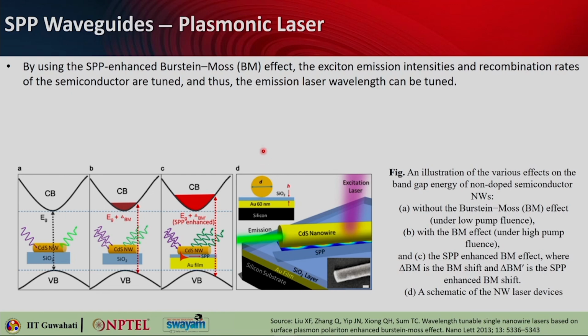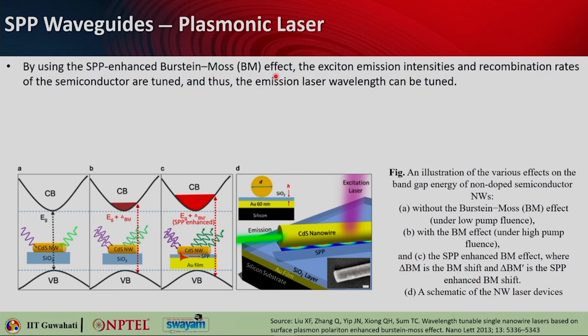When you look at the plasmonic laser, there is another effect that helps you to tune the laser wavelength, that is called the surface plasmon polariton SPP enhanced Burstein-Moss effect, the BM effect. Now, what is this effect?